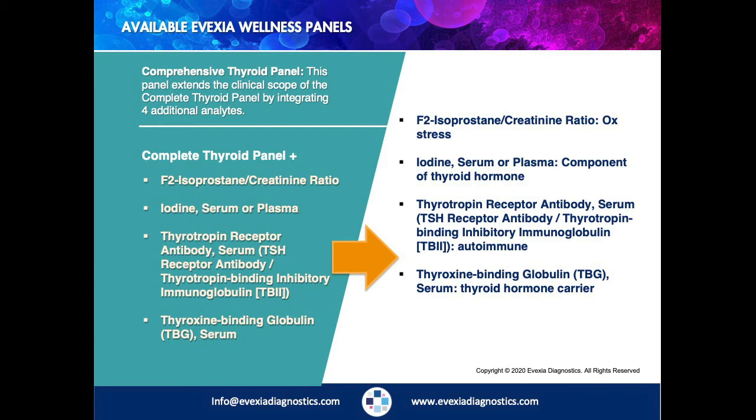Now let's start with the F2 isoprostanes. So what are these things? The F2 isoprostanes are produced in conditions that result from excessive generation of free radicals produced in the body that are going to cause oxidative stress. So since the thyroid hormones are involved in the body's metabolism, it's important to assess for oxidative stress, which can cause tissue damage, by the way, including the thyroid gland. So you need to know if the patient is experiencing oxidative stress, essentially because it can damage the thyroid gland.